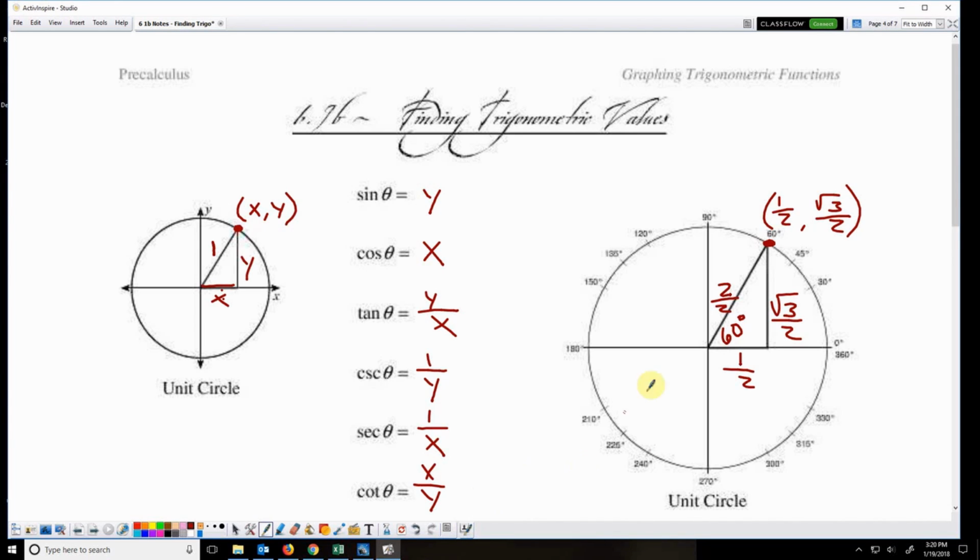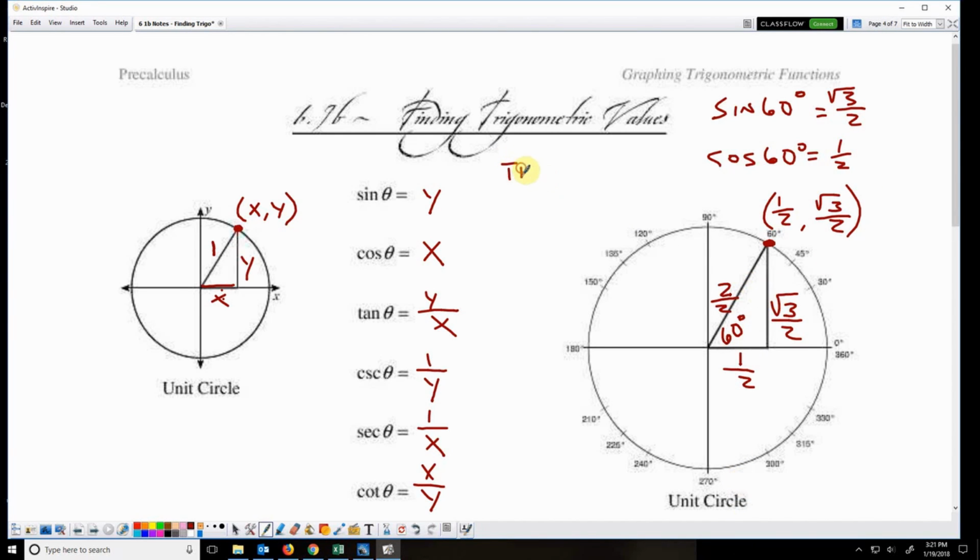So what that means is the sine value at 60 degrees is the y value, root 3 over 2. Cosine, the x value, is 1 over 2.